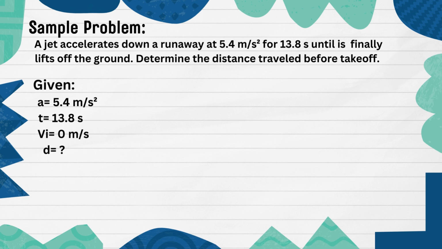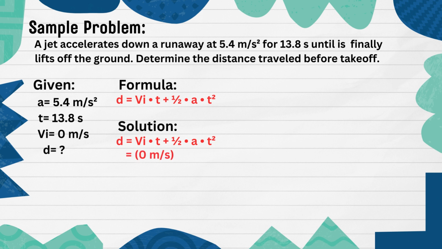The formula that we are going to use is for the distance. The d is equal to vi times t plus 1/2 times a multiplied by t squared. So, substitute the given values. vi is equal to 0 m/s. The time is 13.8 s plus 1/2 times 5.4 m/s squared. There is a 2 above the s. I forgot to paste it.